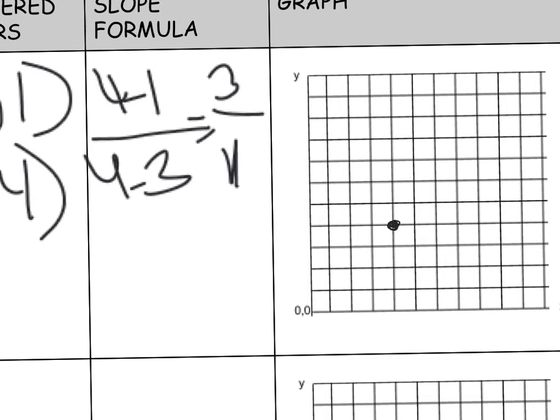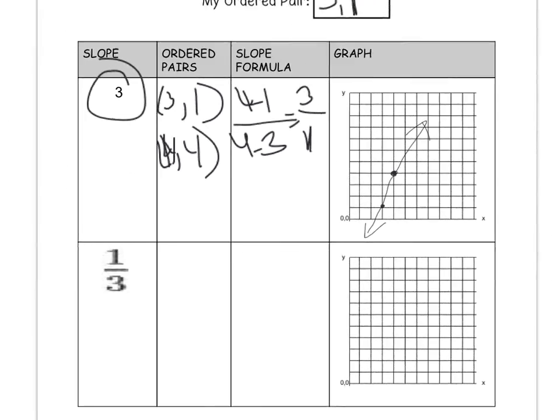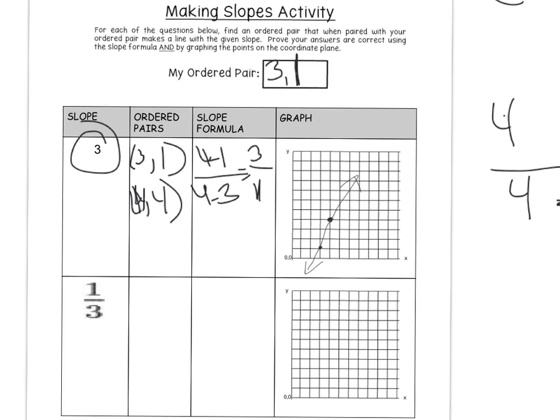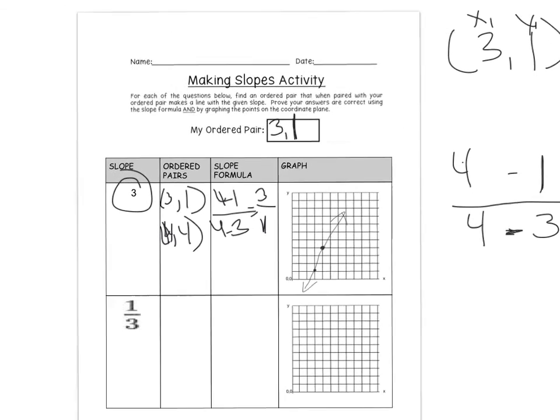Next, I'm going to graph my second ordered pair, which is the one I started with, which was 3, 1. So my x is 3, 1, 2, 3, and my y is 1. So I'll put that in. And I can see that this is my slope. Now that I've done this, I am done with my table. And that's what the expectation is that you're going to be doing in each spot on your table.